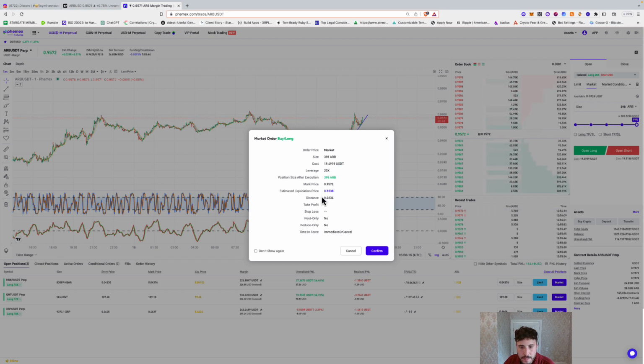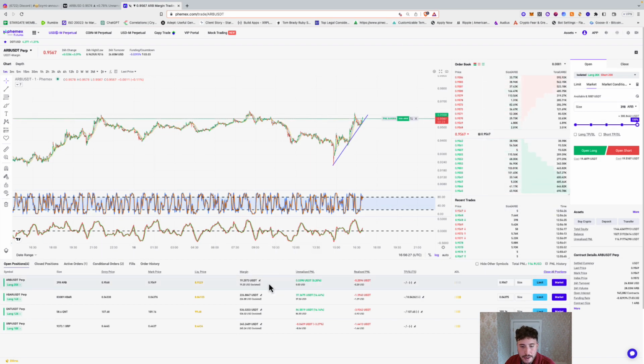And then it tells me what my estimated liquidation price would be. If it were to come down and fall to that level, it would take my $20. So I'm going to do confirm. And now you'll notice that the order is in. So I got my ARB-USDT long 20x, and here's how much it was worth. My entry price, I got in at 0.9568. It's at 0.9567 right now. And my liquidation price is 0.9329.